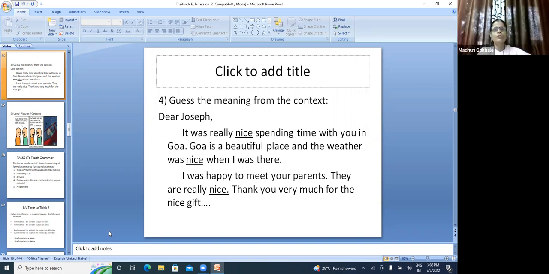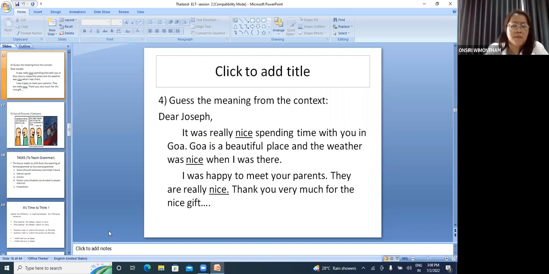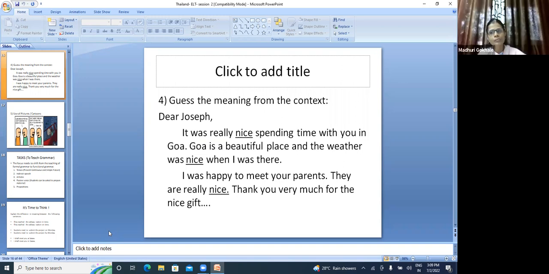So it was really nice spending time with you in Goa. You have to think of another word for nice. Nice means good. It was really good spending time with you. Okay. Take one or two minutes. Wherever I have underlined nice, think of another word.